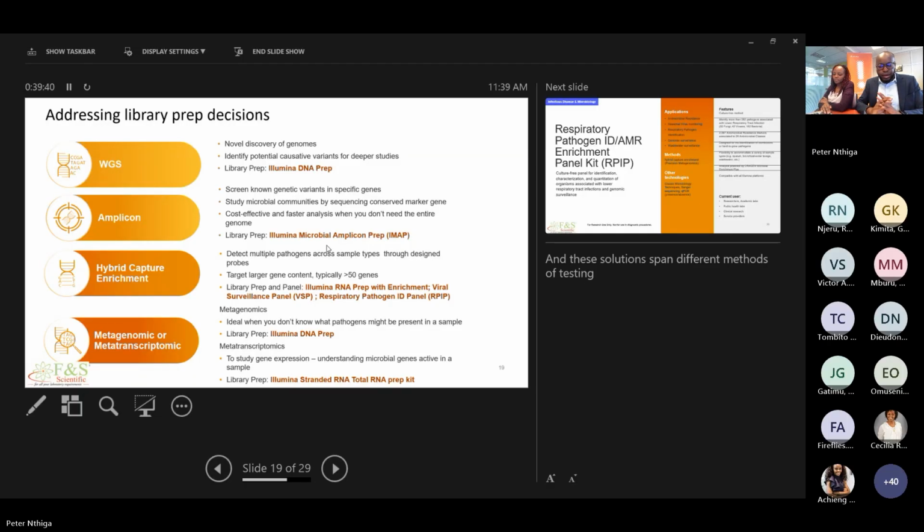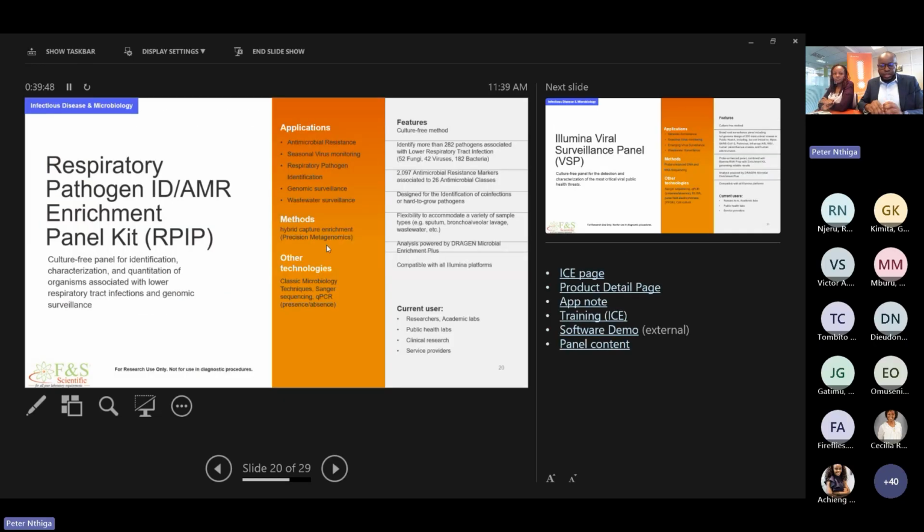When it comes to hybrid captures, I've mentioned we have different solutions like the Illumina RNA Prep, which I'll quickly highlight. This particular panel can come very much in handy when you want to identify what is really in your sample. It can identify more than 282 pathogens that are associated with lower respiratory tract infections, over 52 fungi, over 40 viruses, over 180 bacteria, for example. In addition to that, you get antimicrobial resistance profile information.